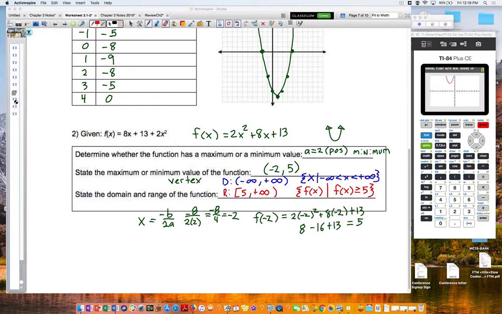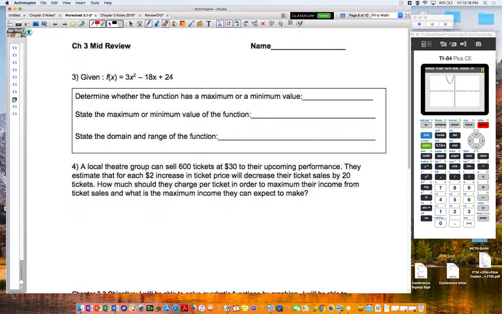All right, let's turn to the second page. Sorry for the bell. That's always fun.